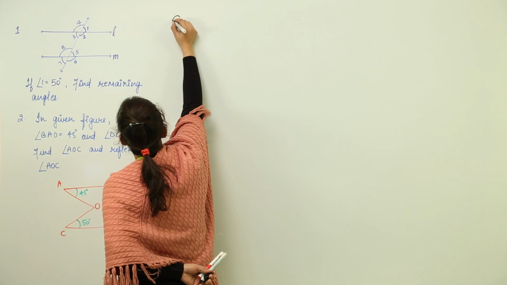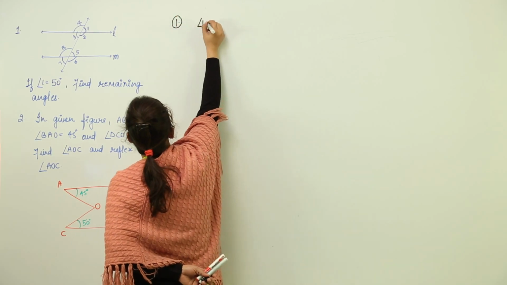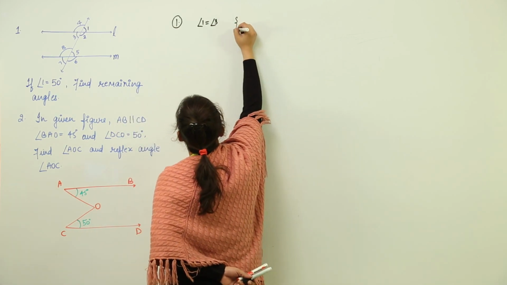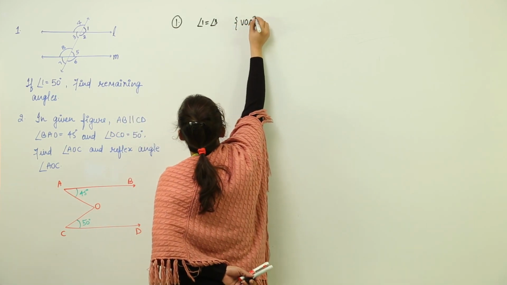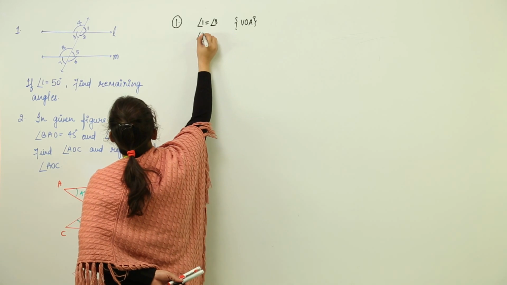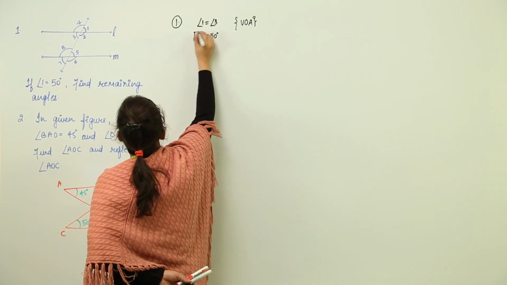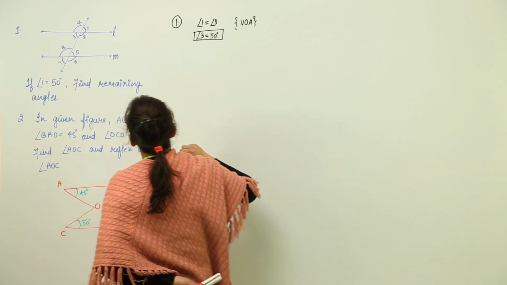So as per the first one, I told you angle 1 is going to be equal to angle 3. Reason, they are forming vertically opposite angles. So you can write over here angle 3 equal to 50 degrees. This is one unknown angle found.